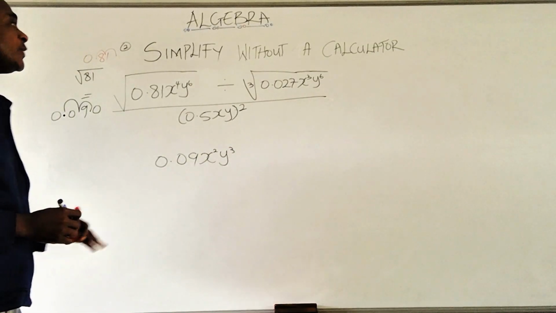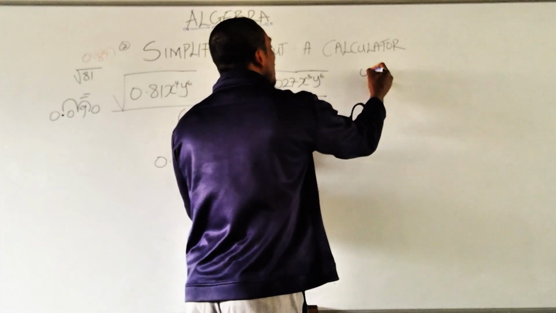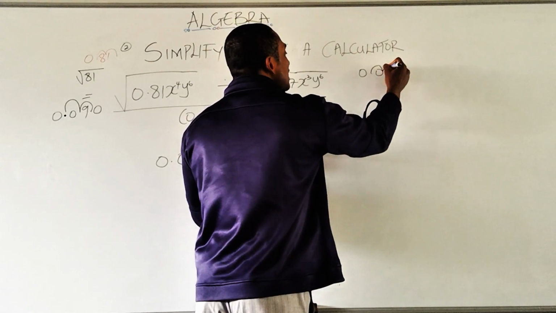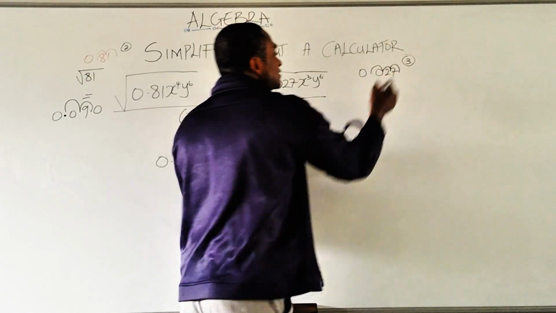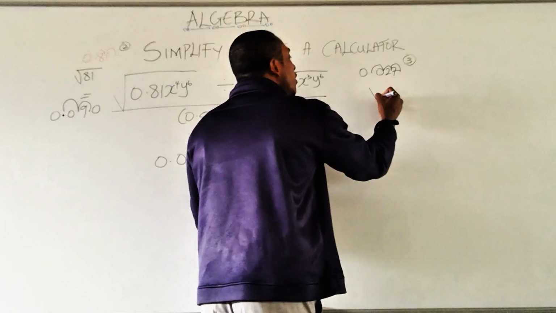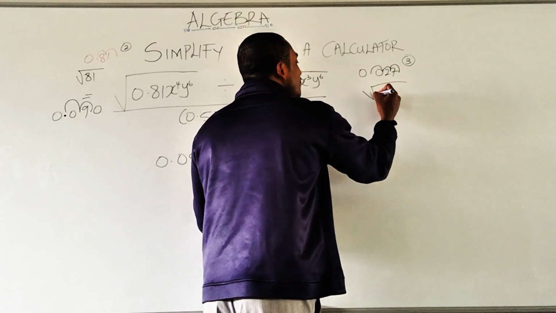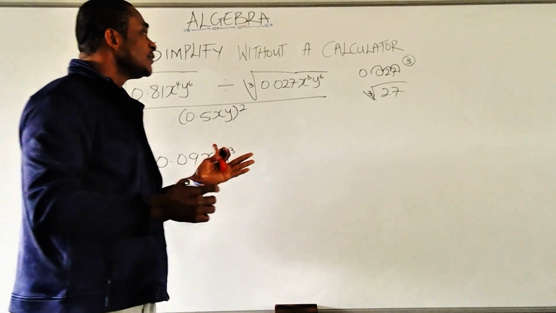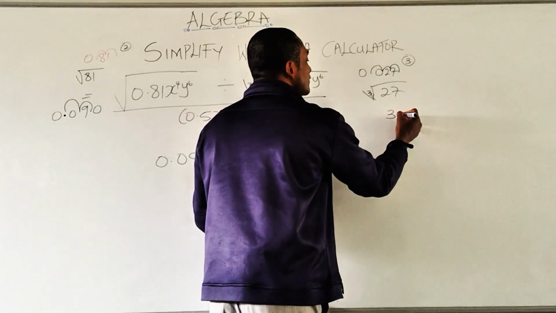We approach the second root the same way. If we have 0,027, we move 1, 2, 3 steps out to make it a whole number, so that we can have the cube root of 27. The cube root of 27 is 3.